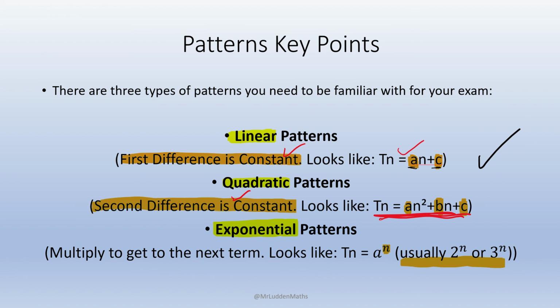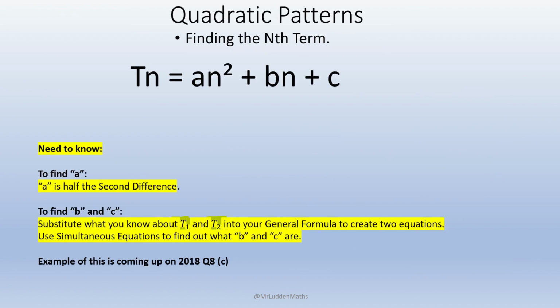Okay, so back here, if you were given a quadratic sequence like that one above, but you're asked to find the nth term, so Tn, you need to be able to find out what A, what B, and what C are. And the first thing we're going to have a look at is your A.